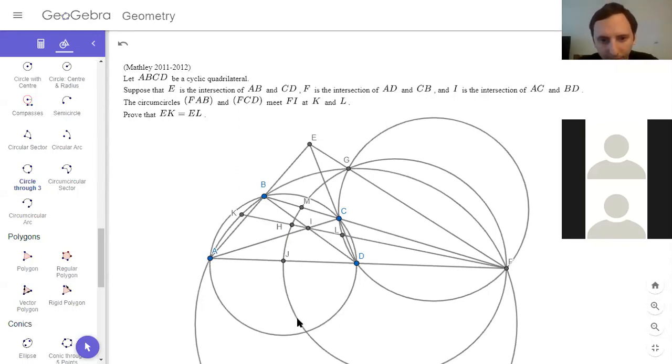Once we know that this is cyclic, can we show that EH is perpendicular to JK? Is it a pole and polar kind of idea? Let's see.